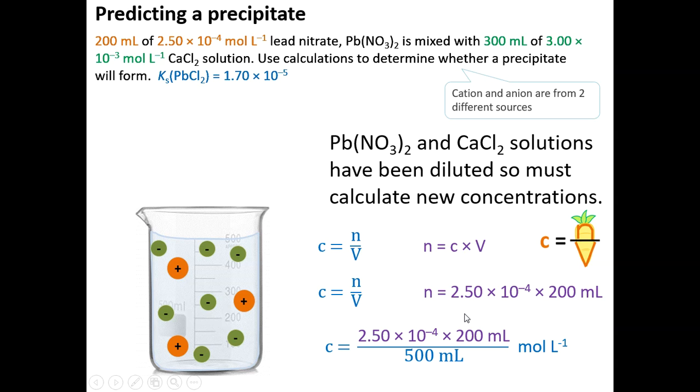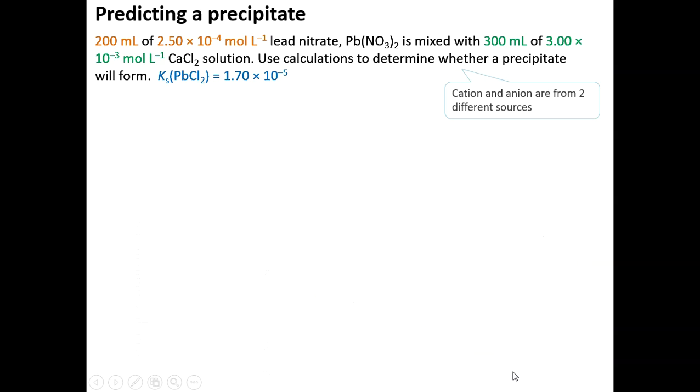When we work out the new concentration, remember this whole bit over here stands for n. So I'm going to substitute it for n: 2.5 times 10 to the minus 4 moles per liter times 200 milliliters, all divided by 500 milliliters. As you can see, the milliliters cancel out, leaving me with only the unit moles per liter, which is why I don't bother changing milliliters to liters in this particular case. So let's do the whole calculation.